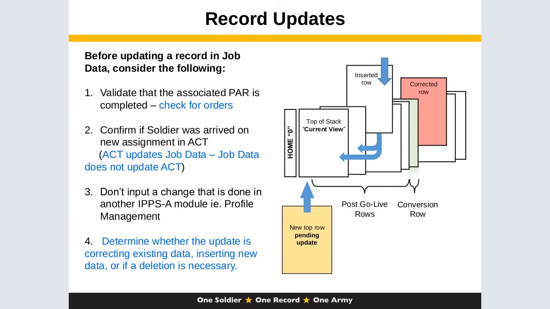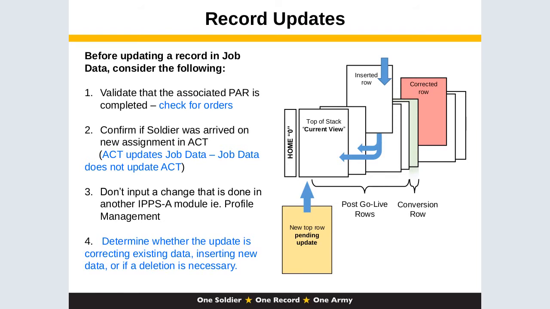Also notice that ACT updates job data, but job data does not update ACT. So in cases where you feel that an assignment is missing, or let's say an assignment's begin or end dates are incorrect, use the ACT module to make those changes. And don't forget, host assignments are created in numerical order based on when they were created in ACT. So host assignments are not going to be visible on the home or zero record, which is where job corrections are occurring. And lastly, you want to determine the type of update that needs to happen.